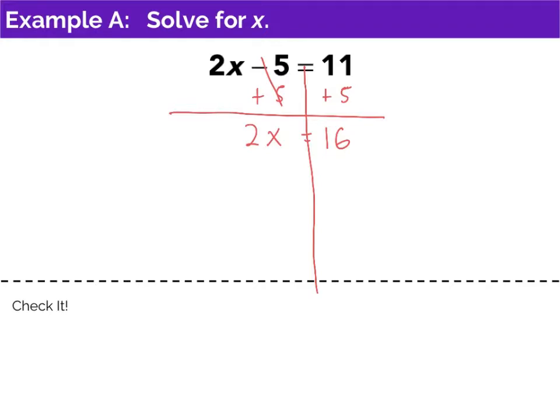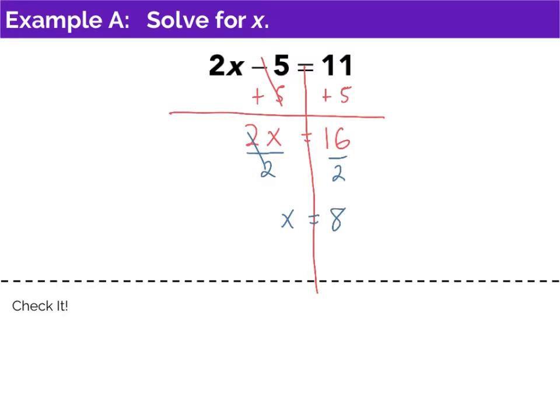Our next step is to eliminate the coefficient, and to do that, we're going to do the inverse operation. Since I have 2 next to the x, I know it's 2 times x, so the inverse operation of that is to divide. So we're going to divide both sides by 2. 2 divided by 2 is 1, or 1x, and 16 divided by 2 is 8.